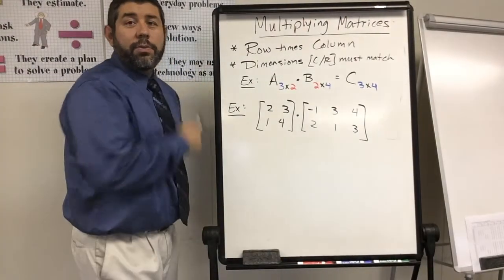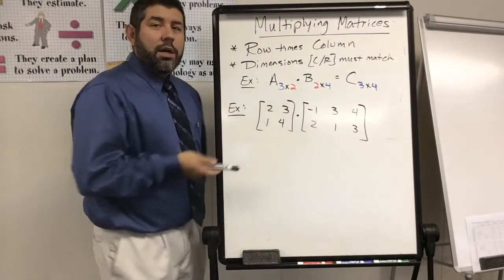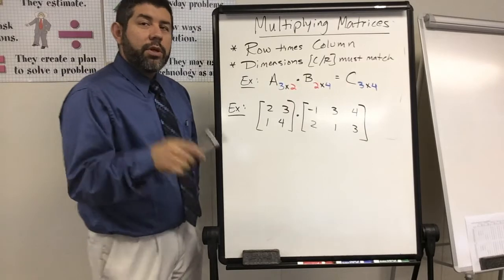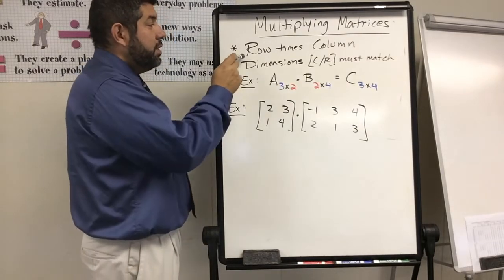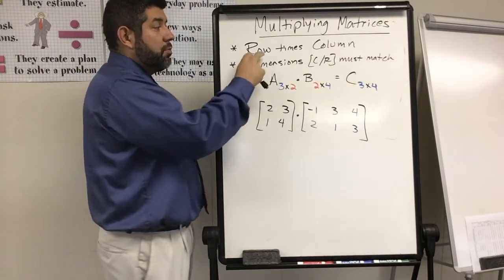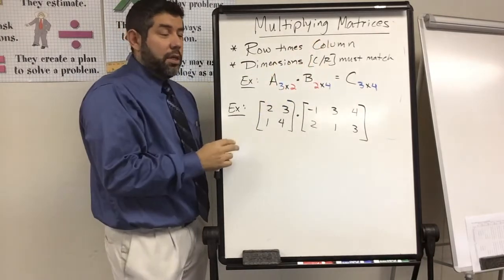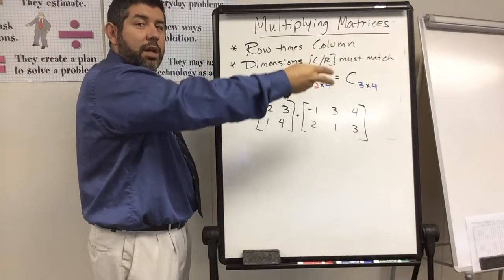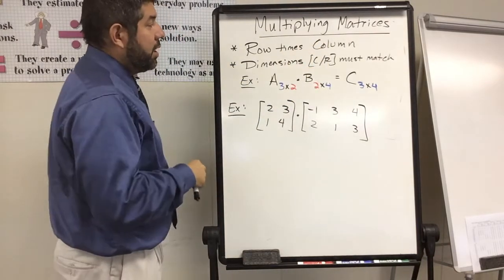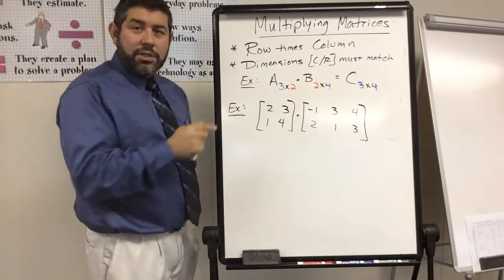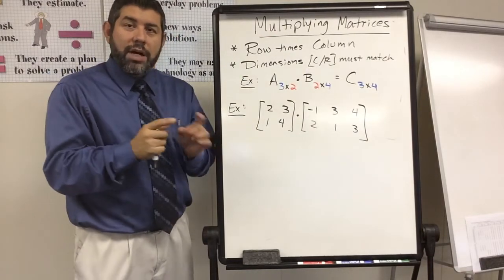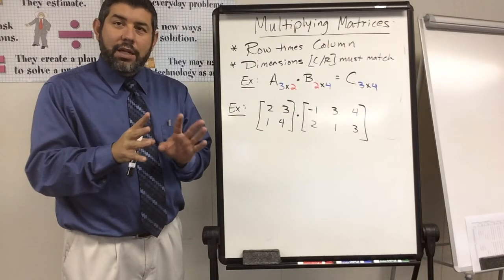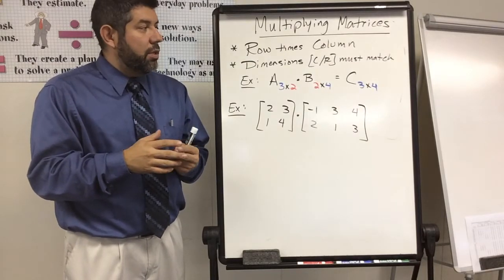Okay, here we go, multiplying matrices. A couple things that you need to make sure you remember when you're multiplying matrices. What you're doing is row times column, and then add, and I'll show you what that looks like. Then you have to remember that the dimensions, the columns and the rows, must match up or else you cannot do this. So make sure that you are matching them.